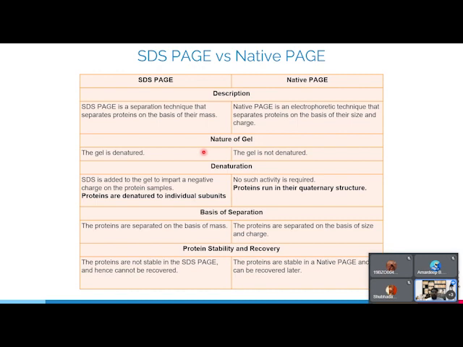And finally, in case of denaturation, SDS is added to the gel to impart a negative charge on the protein samples. So in order to get the charge criteria out of the picture and only separate the proteins on the basis of molecular weight, we put SDS into the mixture. What SDS does is it coats the entire protein in negative charge, and since the entire protein is covered in negative charge, essentially all the proteins have the same charge while running in the gel, and thus we do not have to worry about the charge factor playing a role in separation. Further, SDS also denatures the proteins, so proteins run in the form of individual subunits.